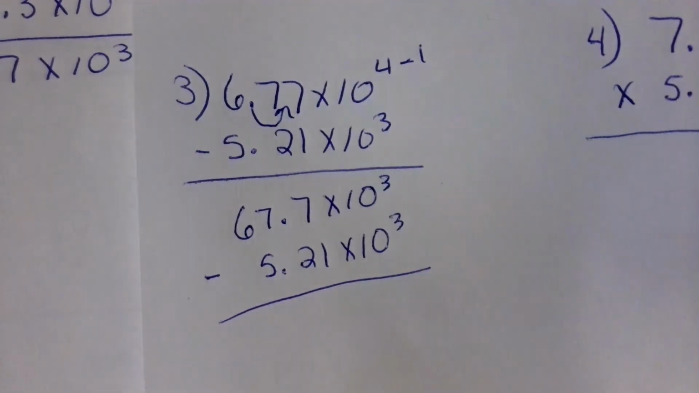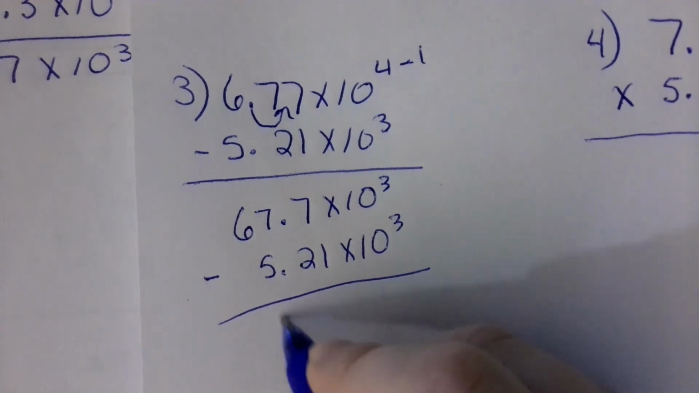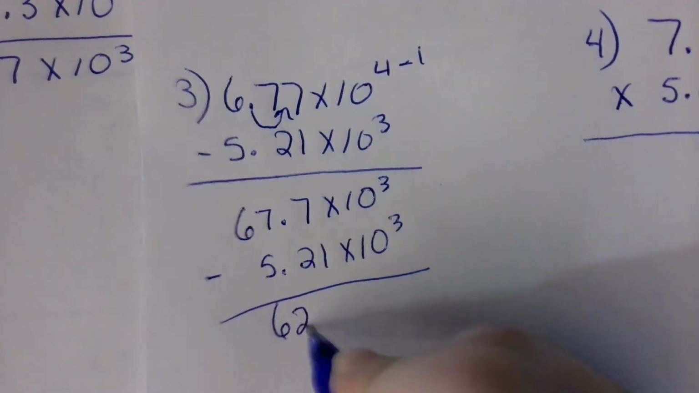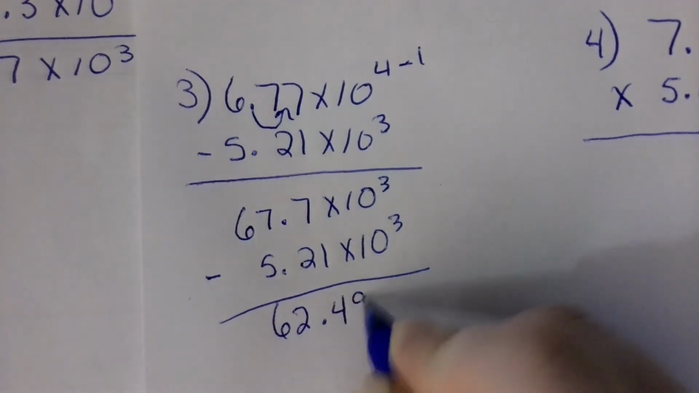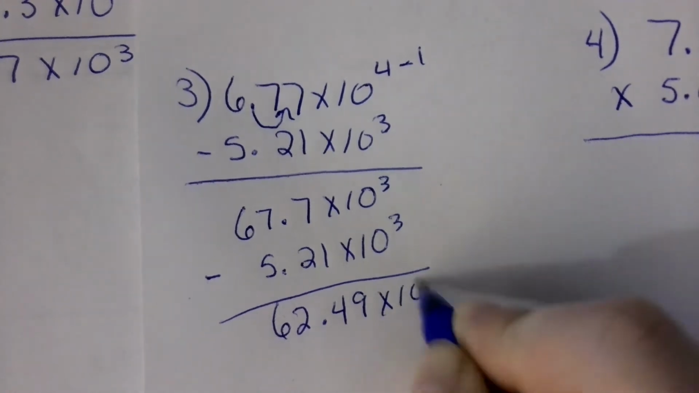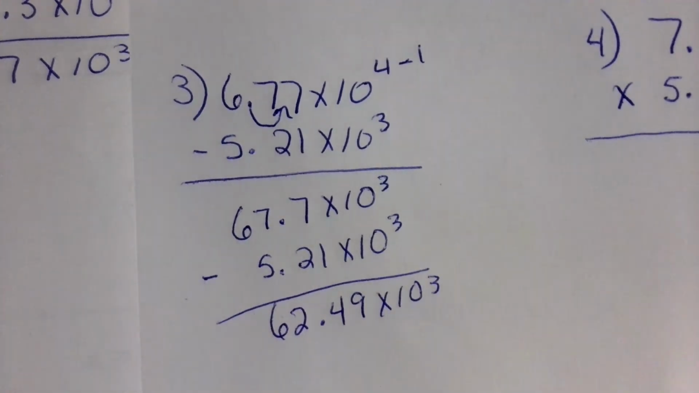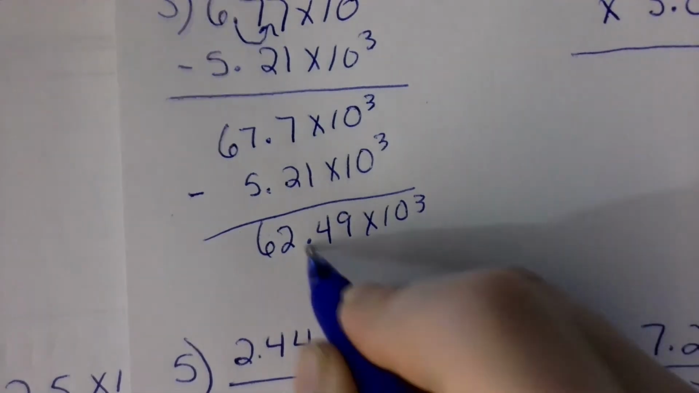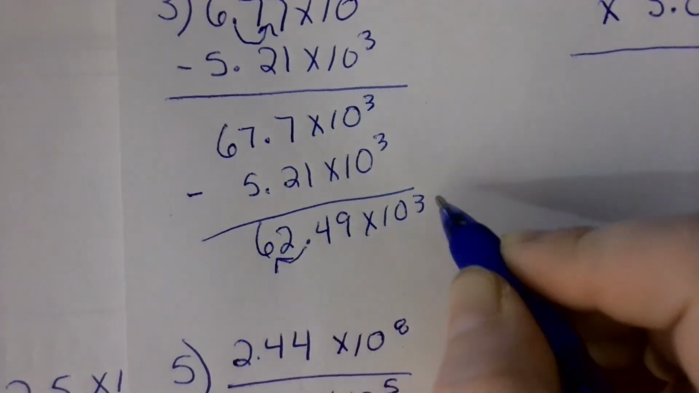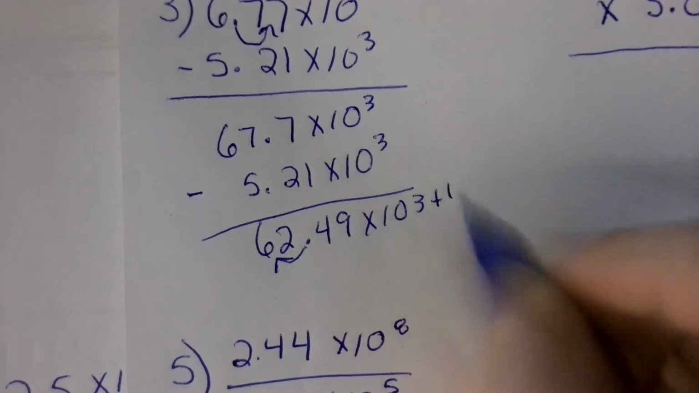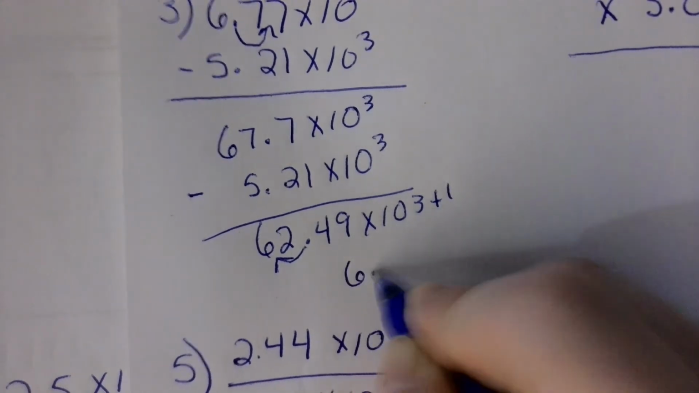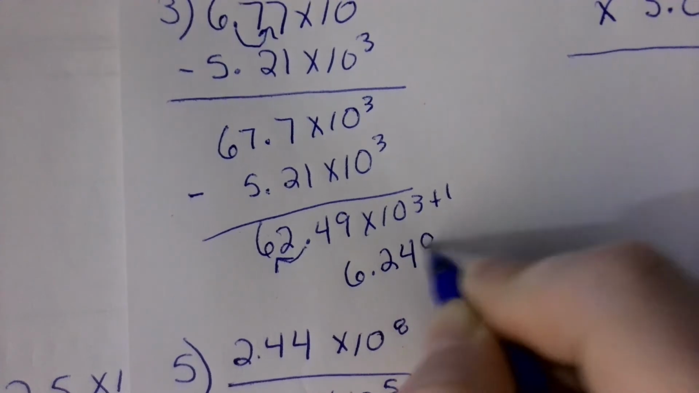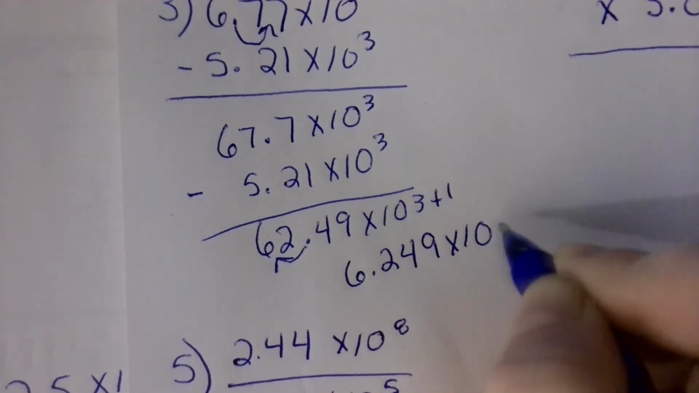Okay, I'm going to go ahead and subtract these. I get 2.49 times 10 to the 3rd. Okay, now I can't leave it that way. I'm going to move my decimal 1 spot. When I do this, I add 1. I'm going to get 6.249 times 10 to the 4th.